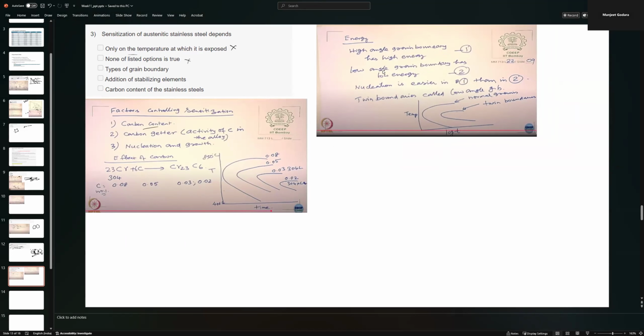There are different types of grain boundary. High angle grain boundary has high energy. So these high energy ones are more susceptible to sensitization. They are high energy sites, and you'd have more tendency to form precipitates. These would be more reactive. Type of grain boundary is correct.